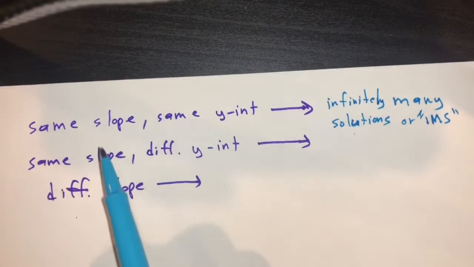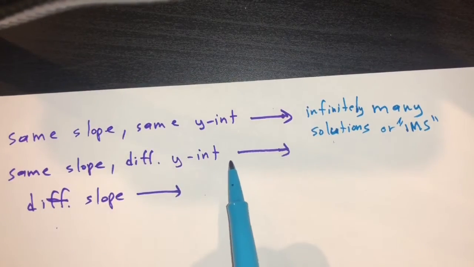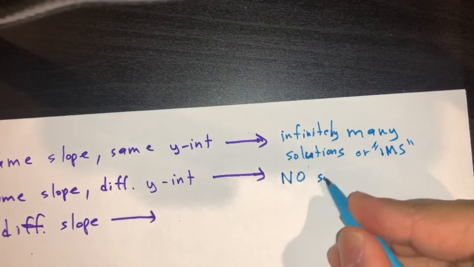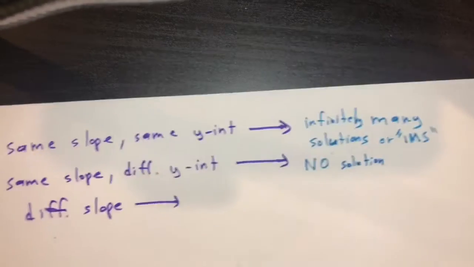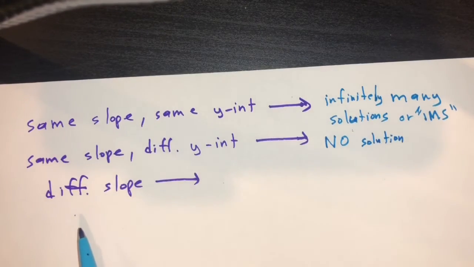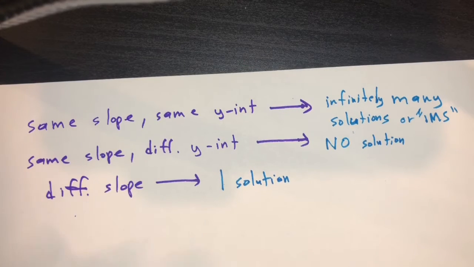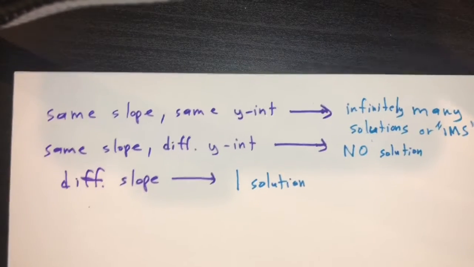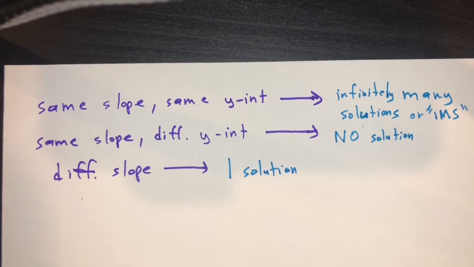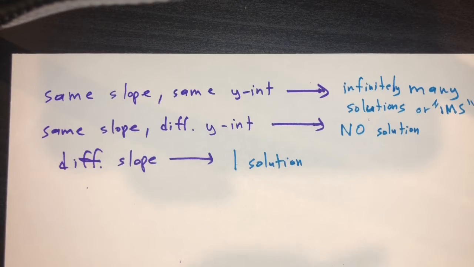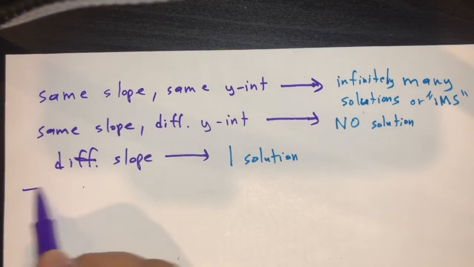If you are given the same slope and a different y-intercept, no solution. If your two equations have different slopes, one solution. Okay, this is it. This is the whole method of how to go about answering all the questions for this week's IXL skill. So we're going to go through a couple of examples to help drive that in.